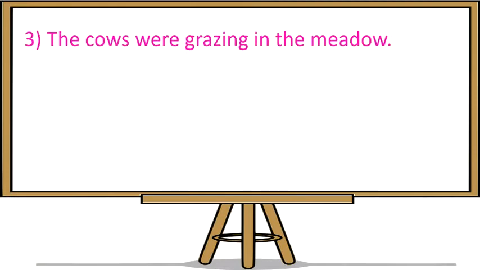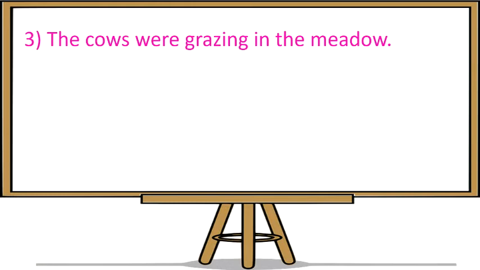Next we have the cows were grazing in the meadow. Now let us understand again. What is the subject? The cows. What is the action word? Verb. Yes, you're right. It is grazing. And what is in the meadow? Is it an object?